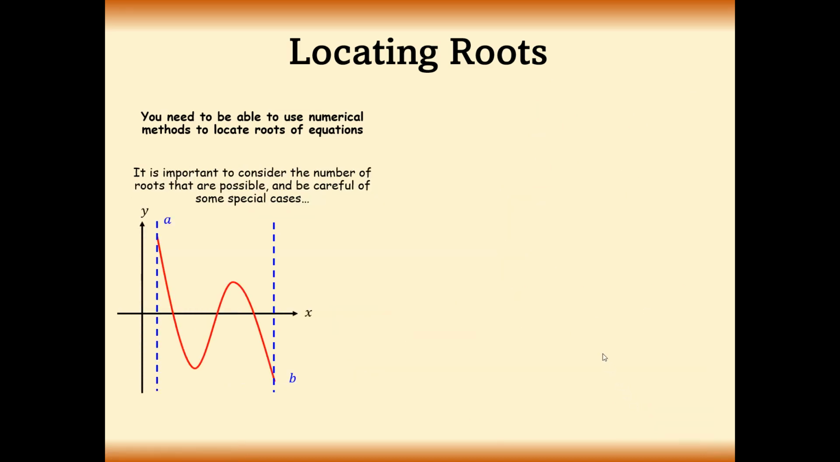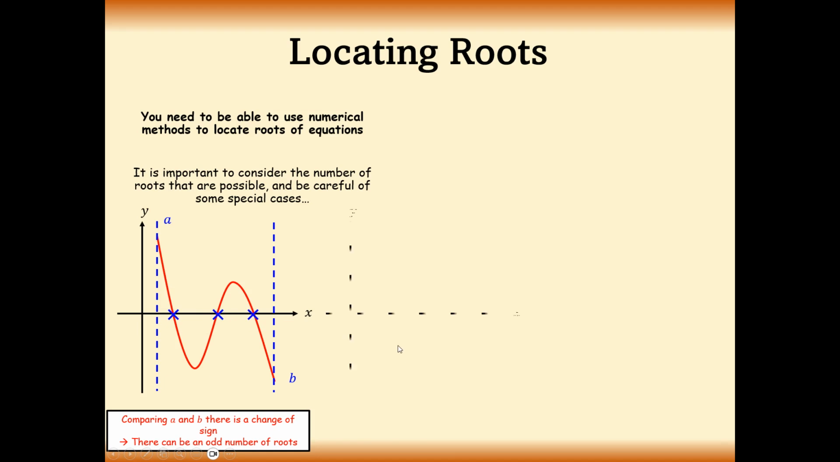Right, there is a generalization that we can make here. Looking at this negative cubic curve, we know that in the interval from a to b, we have three roots, three points where the graph intersects the x-axis. Now, every time you have three roots, you will have a polynomial of odd power. So comparing a and b, there is a change of sign at three different points.